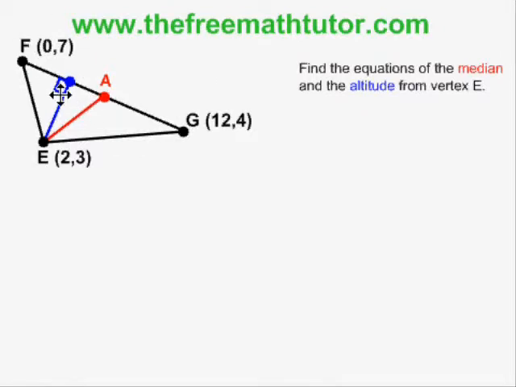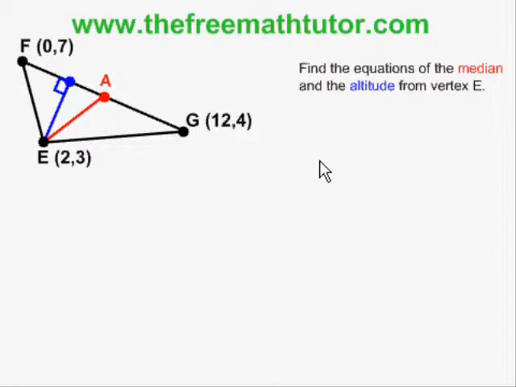Shown here in blue, the altitude is the line drawn from one vertex, creating a right angle with the opposite side in the triangle. An altitude also is known as a height. So if a question asks you for the height, it's the same thing.